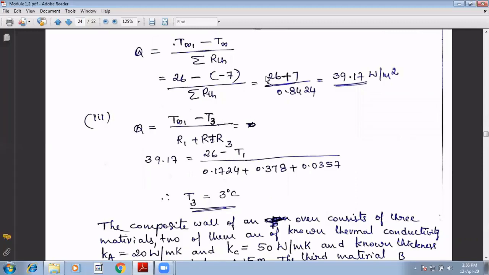We will stop here, and in the next class we will see some other problems pertaining to composite cylinder as well as sphere. Thank you.